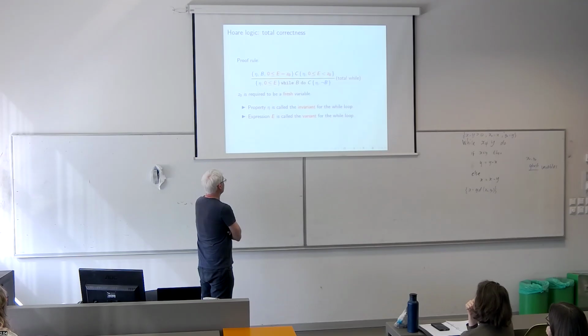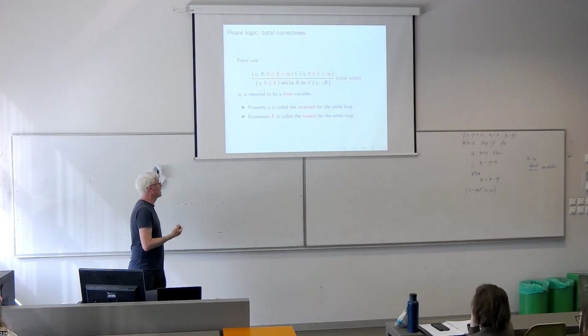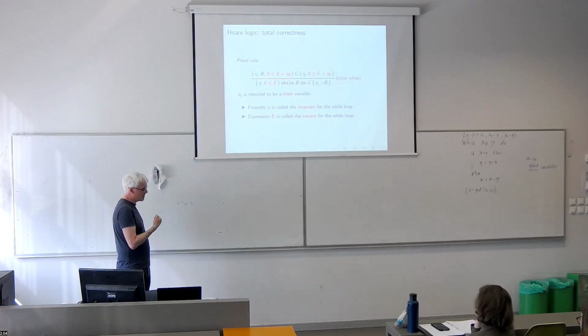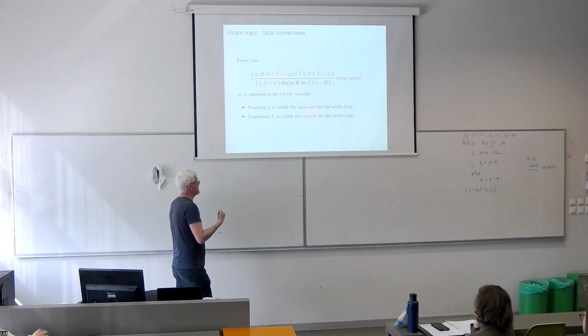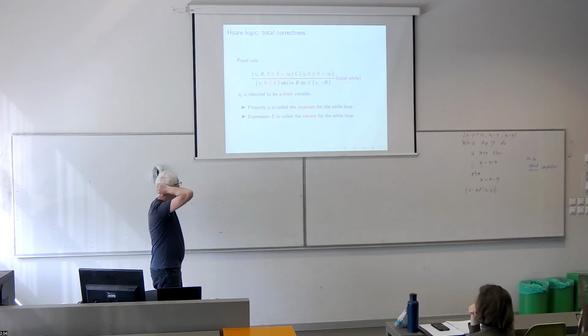So how do we prove that a while loop terminates? And what we want to do, more than that, we want to prove correctness for a while loop with respect to a specification. So again, we're going to look for an invariant property that's invariant under the body C of the while loop. But we also want to prove that it terminates.